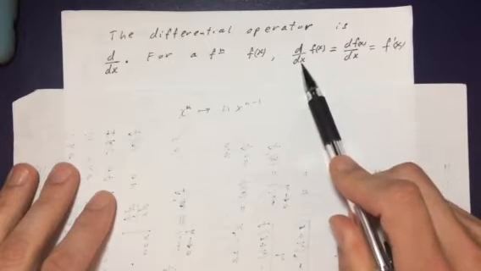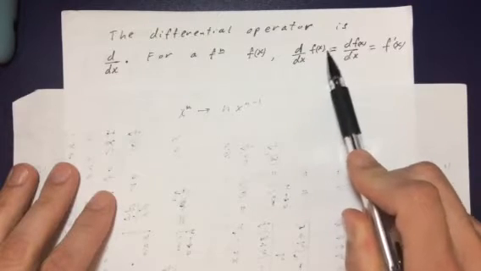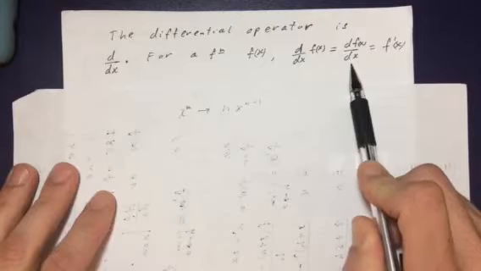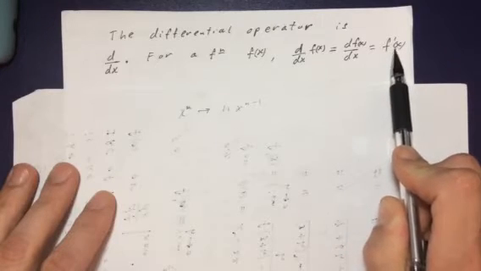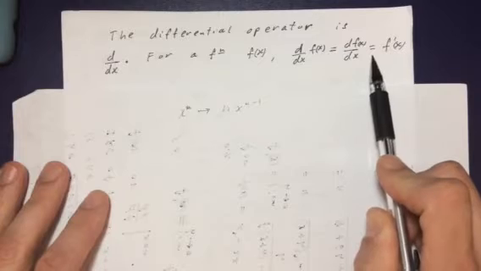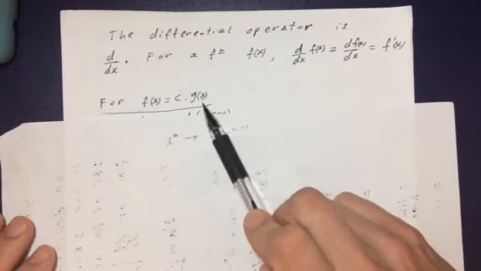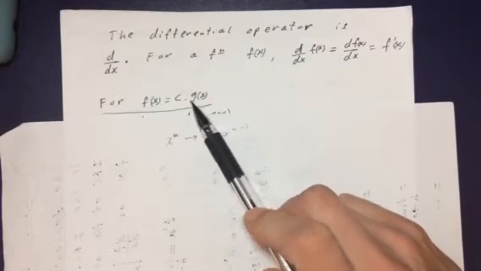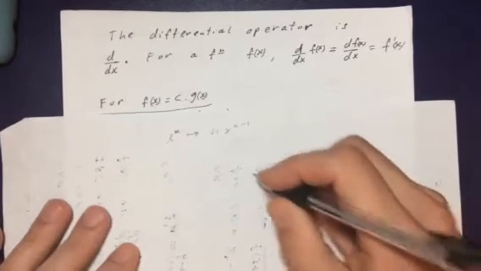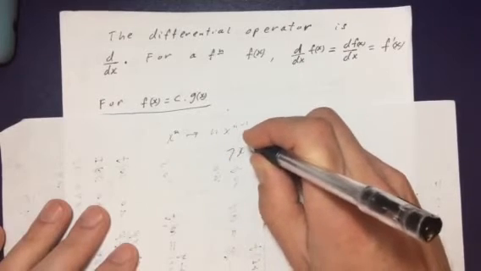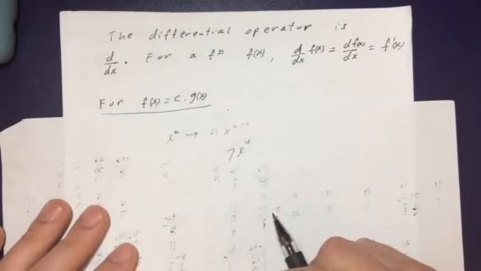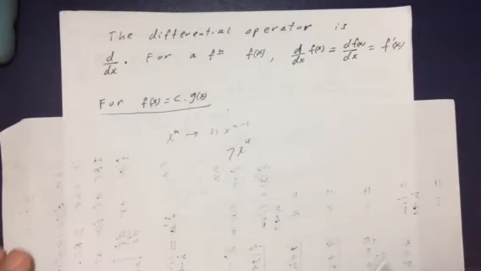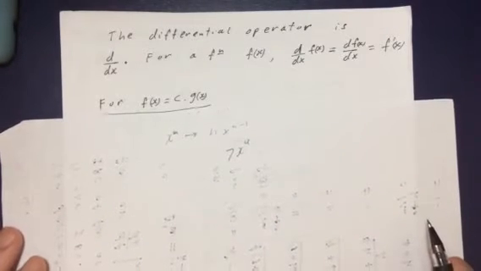So d by dx of f of x is df by dx, is what we say, which is the same as f primed. F primed is the more convenient way of writing it, but we're going to look at this in a way that maybe this helps. Okay, so now we need to know what the derivative of a constant times a function is. So if we had, say, 7x to the 4, what's the derivative of that? Well, we're going to take a look at this and you're going to see that it's actually quite nice.